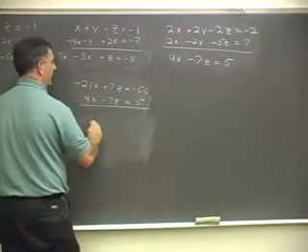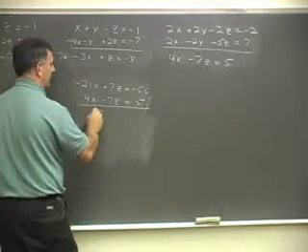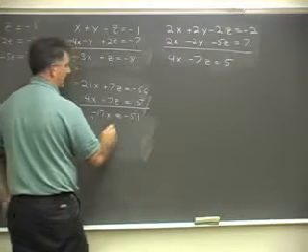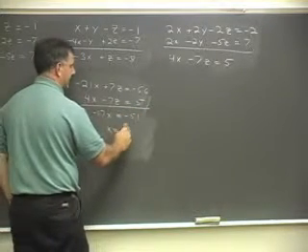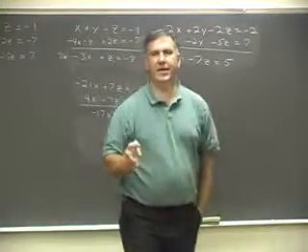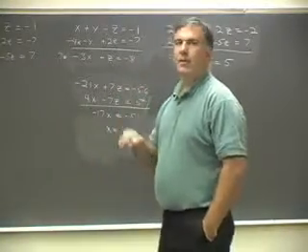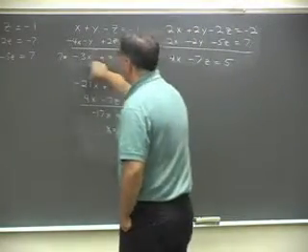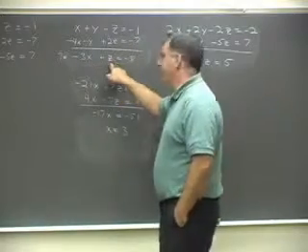The z is eliminated. We have negative 17x is equal to negative 51. So x, in this case, is equal to 3. So we found out what x is equal to. We'll now go back into the equations and find out what the z value is. So we'll take this equation and solve for z.